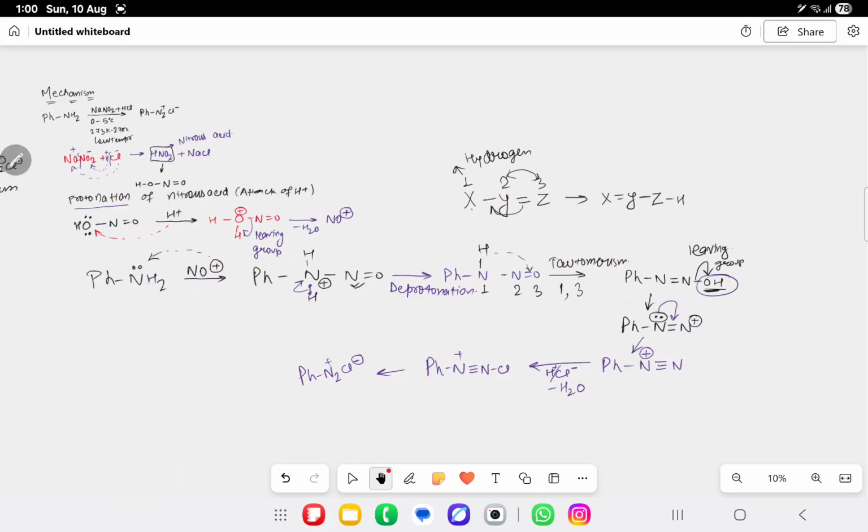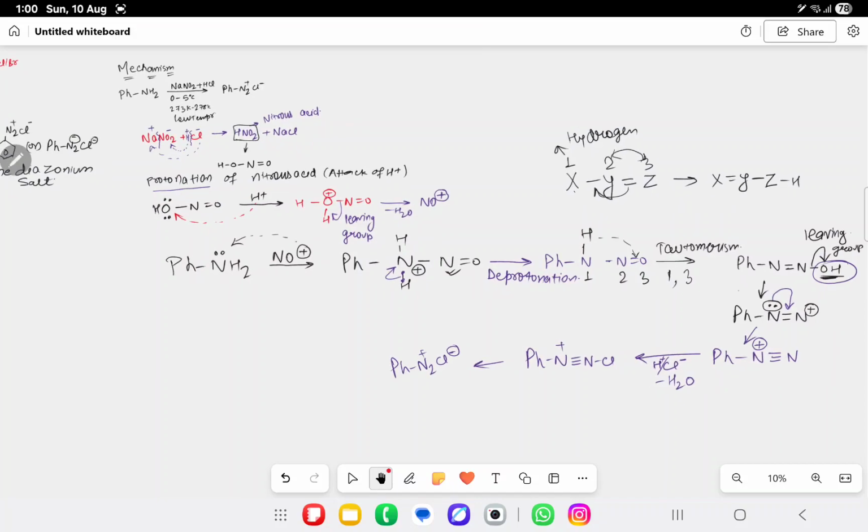So I always say the mechanism is not that important, but still if you want to understand it. See over here, first NaNO2 plus HCl is converted into HNO2 and NaCl. Then after that we have done the protonation on nitrous acid. This is the nitrous acid. After protonation it becomes OH2 plus, and as we have attached H plus, we will remove H2O, which is a very good leaving group. We will get NO plus. Now this NO plus attacks the lone pair of the aniline. After attacking the lone pair, nitrogen gets one more bond, so it will remove the hydrogen.